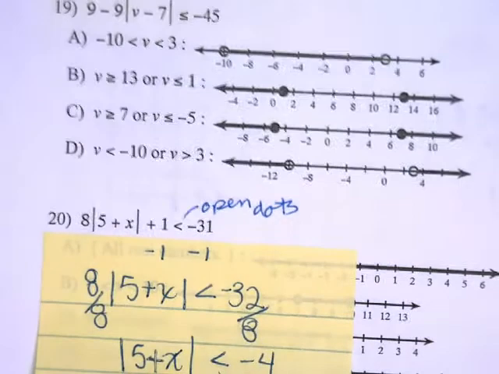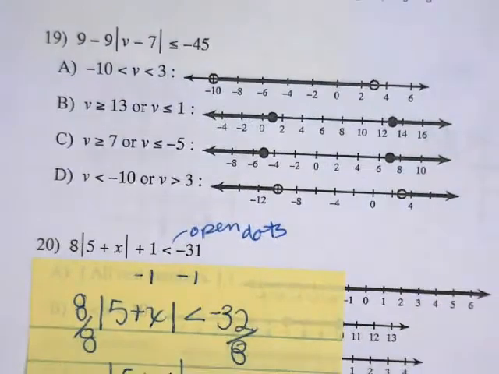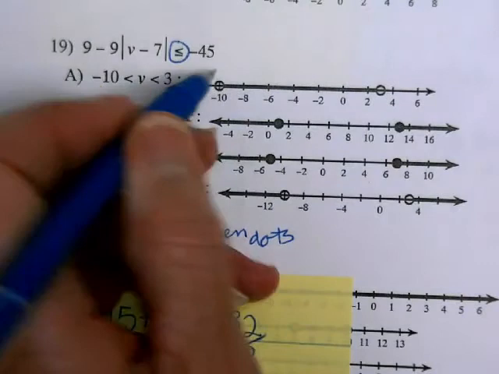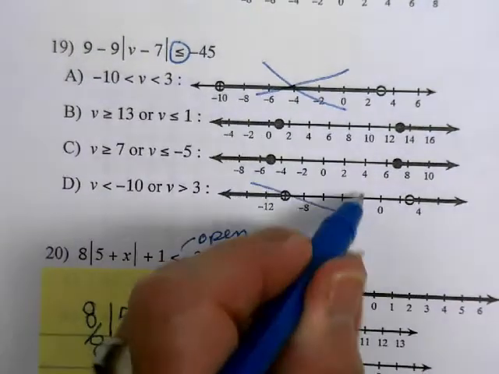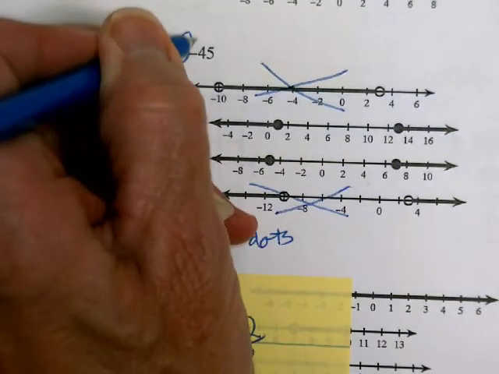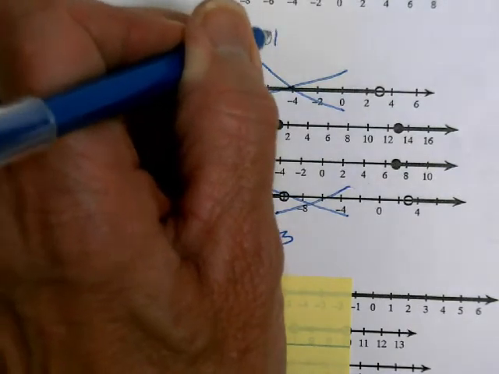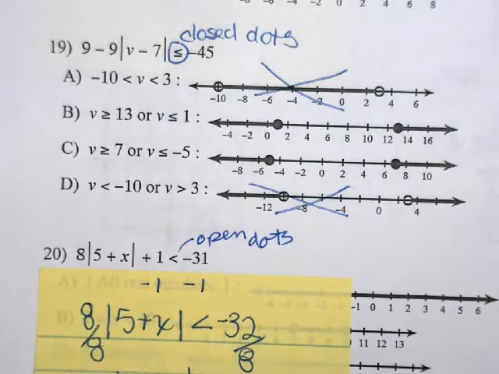All right. Now, 19 is kind of nice. Which two can we eliminate? A is out and D is out. Because these are closed already, we know closed dots. Yay.